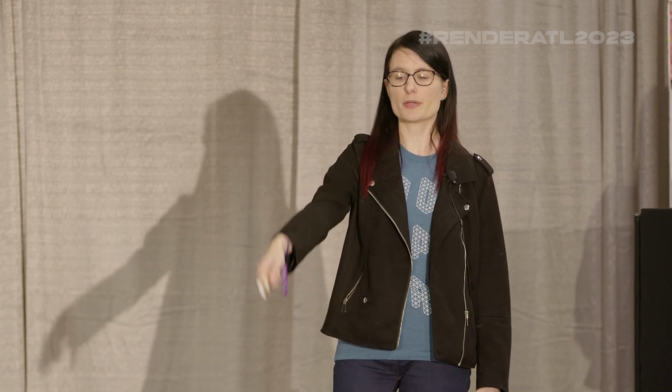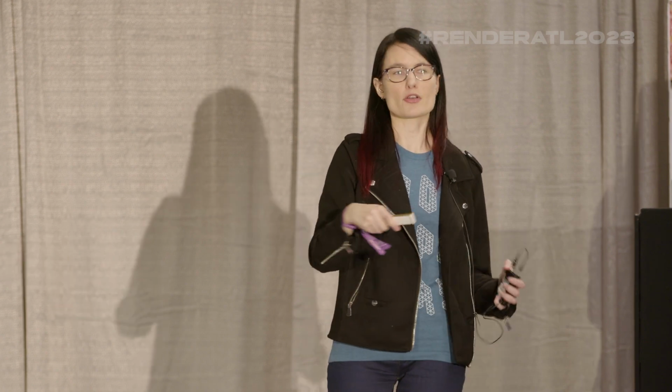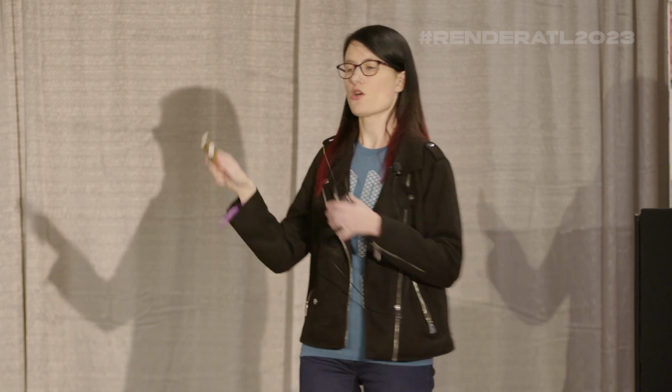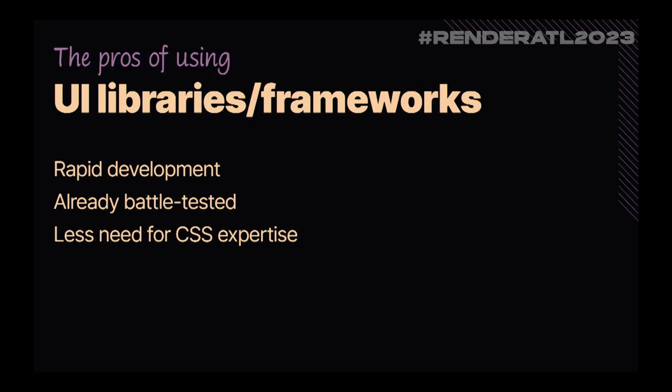This is just how I like to do it. And it's one of those cases where it's pick one, either are valid, but pick which way you're going to add those attributes, whether in your JSX or in your styled component, so it's nice and consistent for everyone. But there's so much less styling needed now because it's already there from that library. So that enables rapid development. Our libraries are usually already pretty battle tested, and you have less need for CSS expertise.